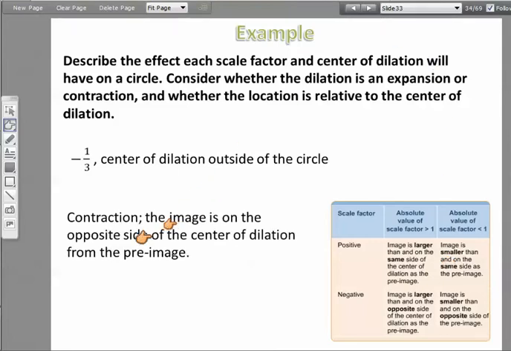Then I put the image on the opposite side of the center of dilation from the pre-image. That's because it's negative. So if you look down here at negative, small absolute value, it's on the opposite side of the center of dilation from the pre-image.